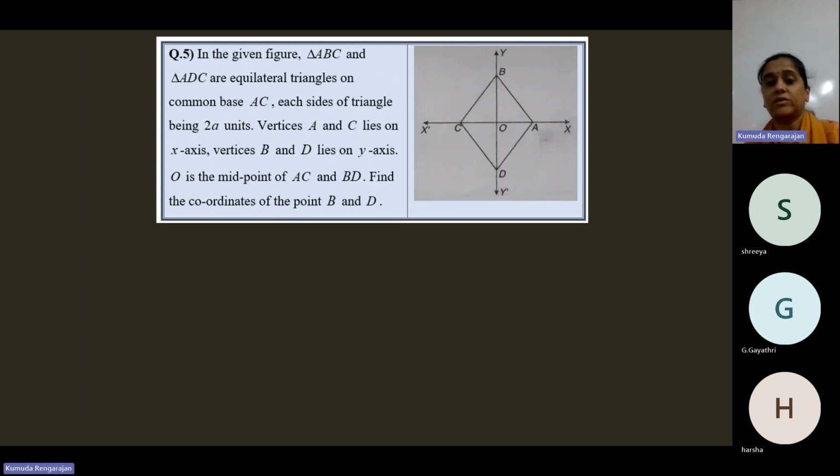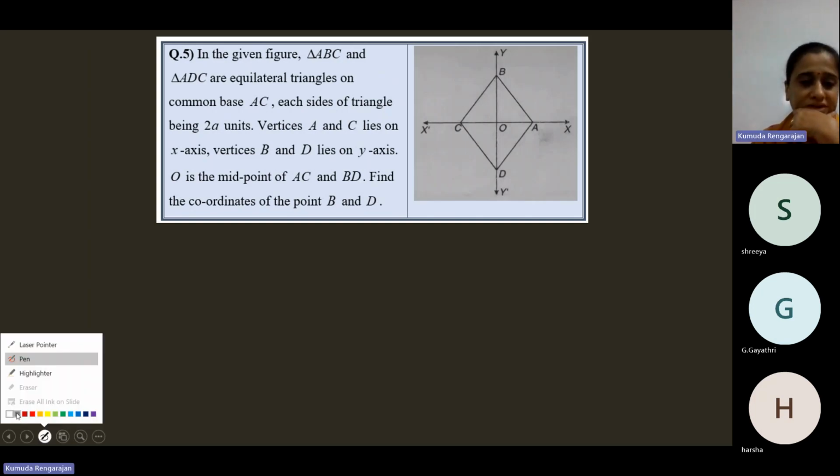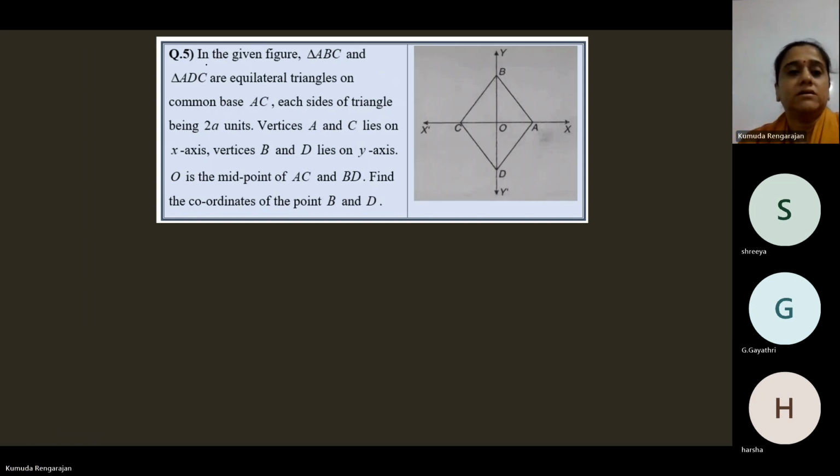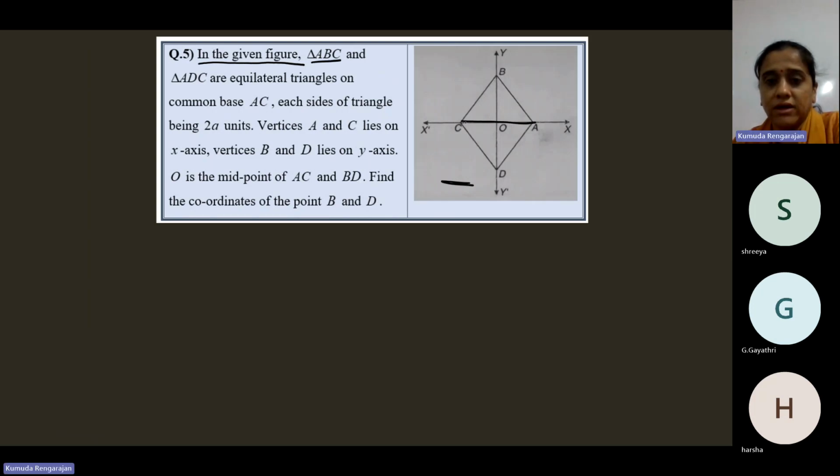Very important question from your examination point of view. Very simple also. In the given figure, this figure is given to you. Triangle ABC. Where is ABC? Triangle ABC. This one. Triangle ABC and triangle ADC.